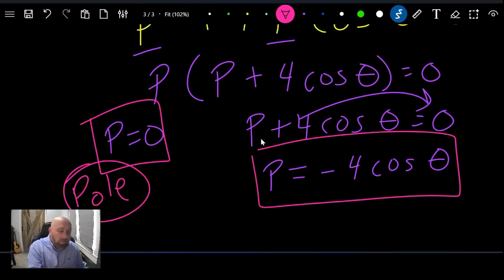So your pole is just kind of like, yeah, it's not really part of your answer. You're just saying, okay, that's where this thing starts off at. And then over here, you just would write rho equals negative 4 cosine theta, and you're done.